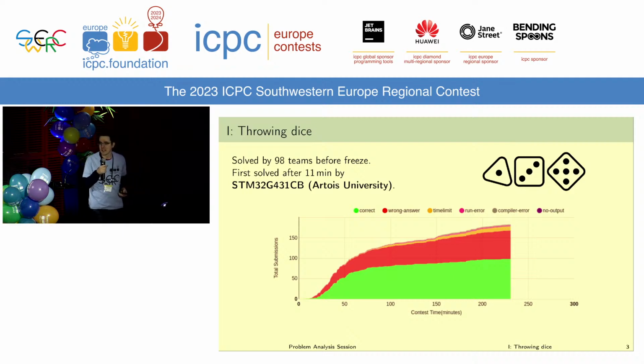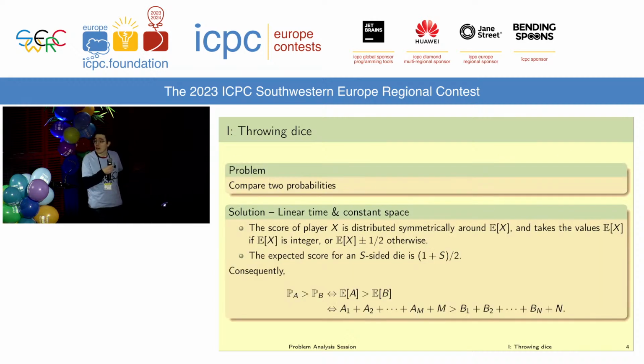Okay, so this problem was solved by 98 teams before freeze, maybe or not after freeze, we can't know. And then, what should we do? Well, we should compare two probabilities: the probability that Alice wins and the probability that Bob wins. It turns out that computing these probabilities is hard, but comparing them is not hard.